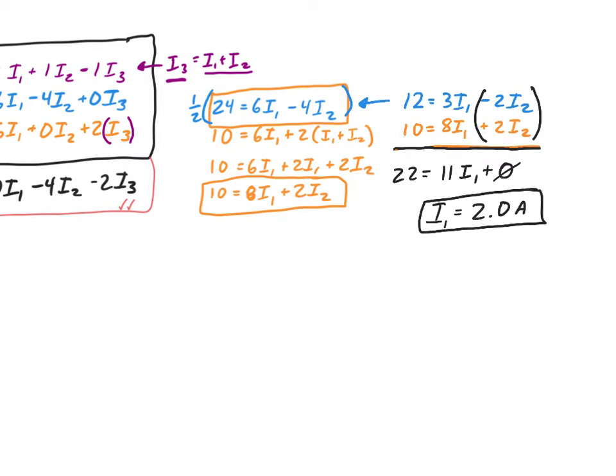That is one equation and one unknown solved. Let's keep it going. We've got one unknown turned into a known. Let's make the next one. I'm going to take that 2 and plug it into this blue equation. When I do that, I get 12 is equal to 3 times 2 amps for I1 minus 2I2.